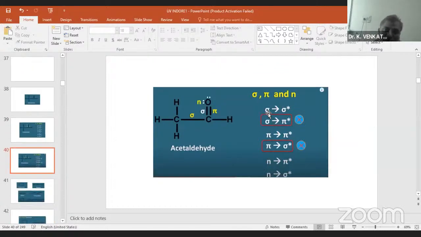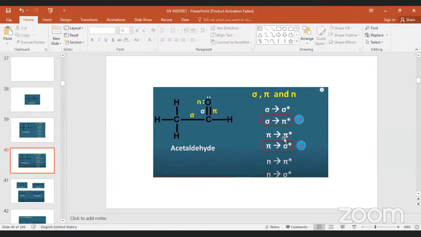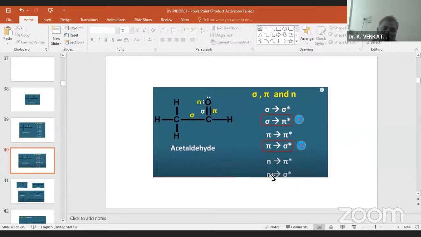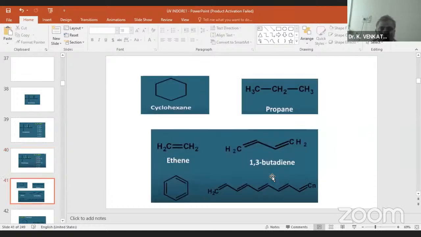Sigma to sigma star is possible, and pi to pi star is possible, and n to pi star is possible, and n to sigma star. So a total of 4 transitions is possible: sigma to sigma star, pi to pi star, n to pi star, and n to sigma star. So now we explain cyclohexane.